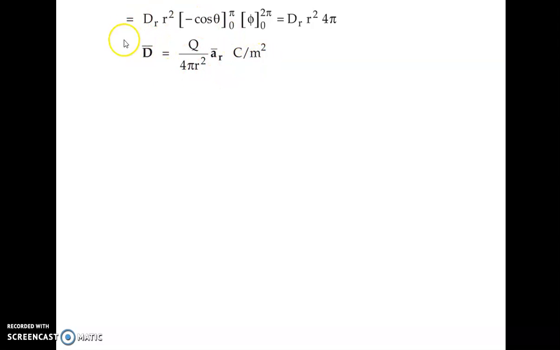So I got the electric flux density. Now I have to obtain the electric field intensity. The relation between electric flux density and electric field intensity is E is equal to D by epsilon naught.